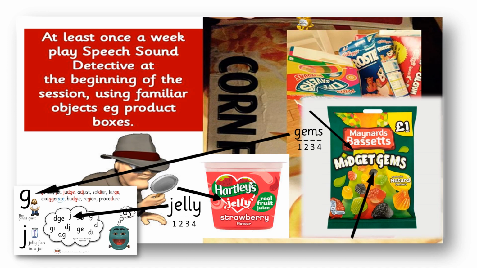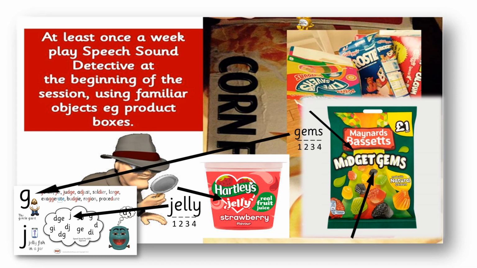Now, if you're in an SSP classroom, at least once a week you'll play speech sound detective. You'll bring boxes in, or you'll have a look at your snacks. Like, look at this, J-E-L-L-Y, jelly. I can hear the J. That's the first picture in jelly, and it's a J. What about in midget gems? Oh, I can hear it twice.